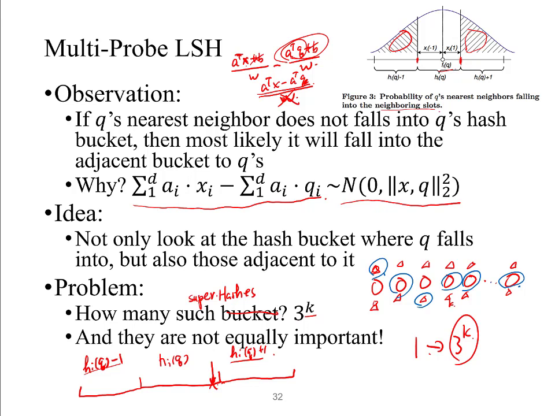All right, there are so many super hashes, and they're not equally important. This is mainly because the position of the FQ, or Q's projection on that one-dimensional projection, regarding the boundary of the bucket, does affect the probability of where its nearest neighbor would appear.